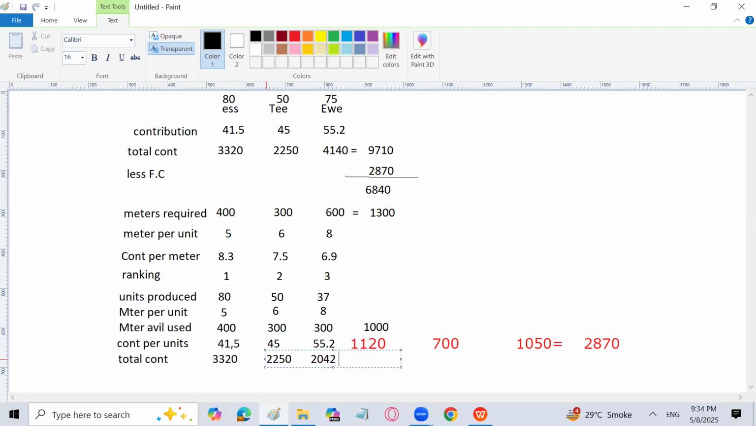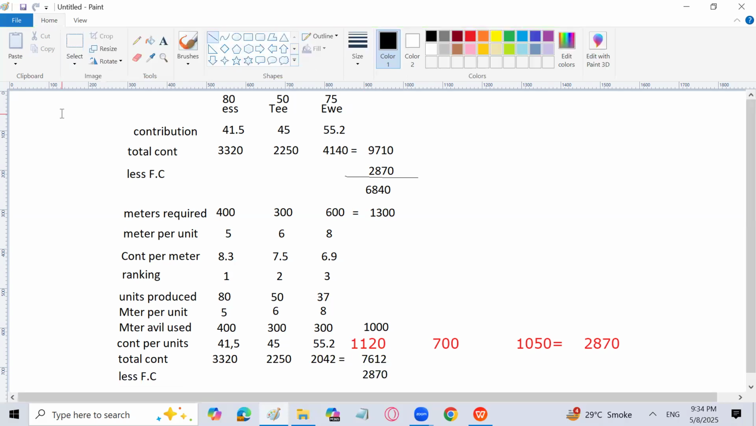Okay, 2042. Now, what is the total amount? 3320 plus 2250 plus 2042. That is going to be the total contribution: 7612. And we'll subtract fixed costs, which is not changing, which will remain the same. It is 2870. And we will get the profit.